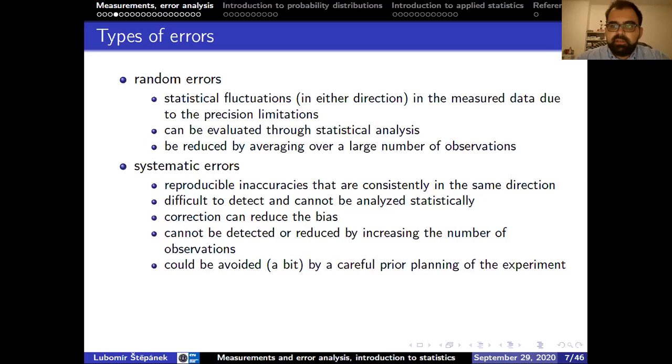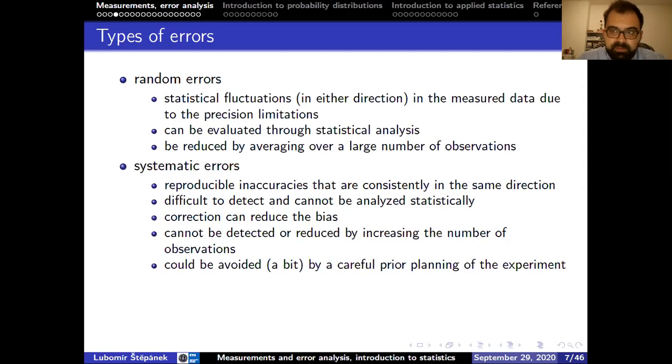It's usually difficult to detect them, because to detect them it usually requires knowing very much about the physics behind our experiment, our measurement. It's based on some hard knowledge of theoretical physics and its consequences. So it's hard to detect whether they are in our measurements or not. And they cannot be statistically analyzed, and they cannot be reduced by statistical processing like averaging. Correction can reduce the value. If we are able, for example after the measurement, to realize that there could be a systematic error, we can try to reduce its impact by some correction. It's possible, and it could reduce the bias in our measurements. But systematic errors cannot be detected or reduced by increasing the number of observations.